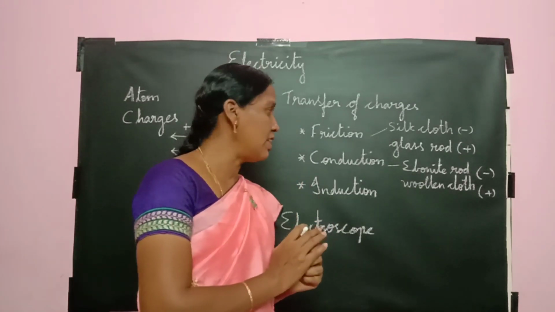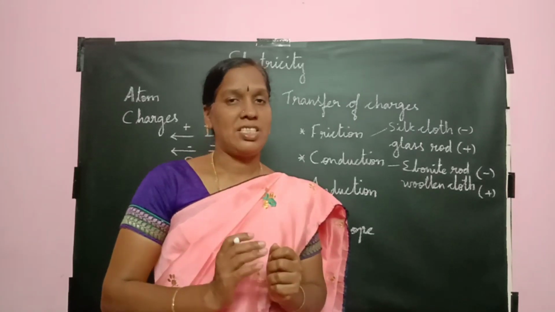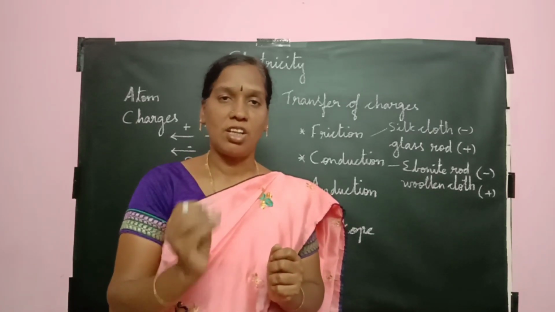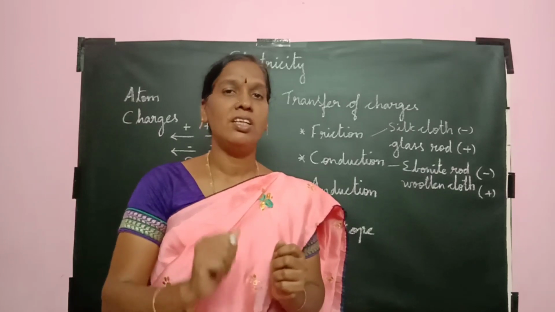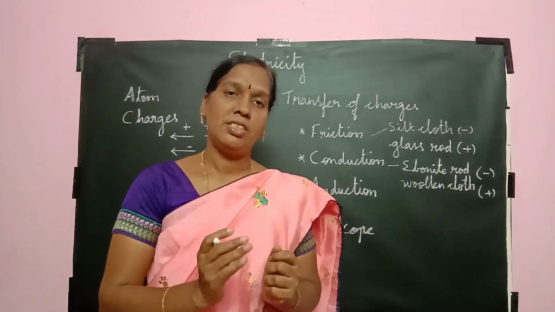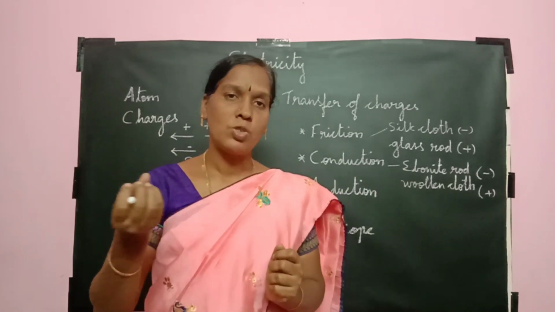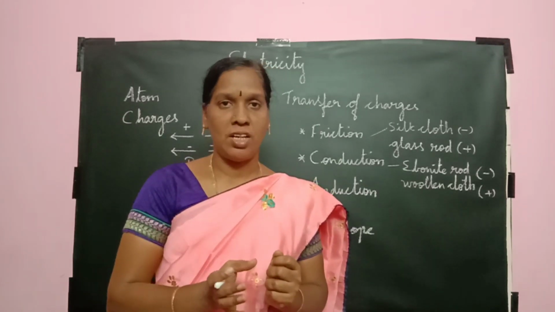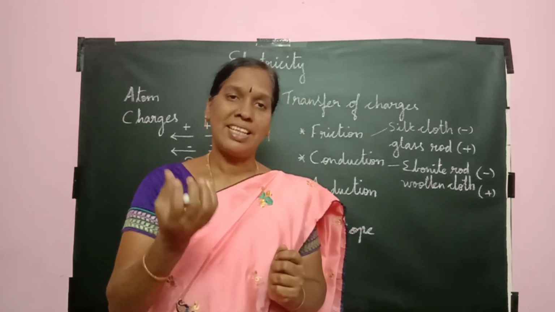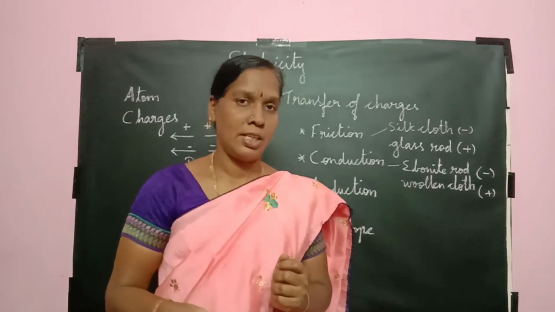Here we are taking a silk cloth and a glass rod. The silk cloth is rubbed with the glass rod. When an atom loses one electron, it becomes positively charged. If an atom gains one electron, it becomes negatively charged.